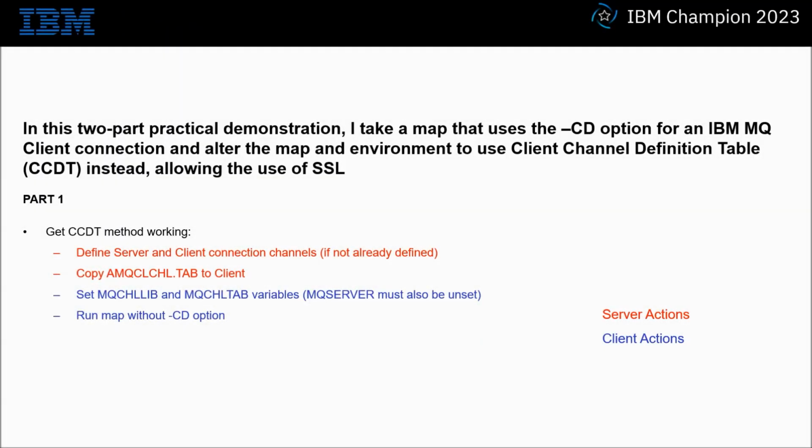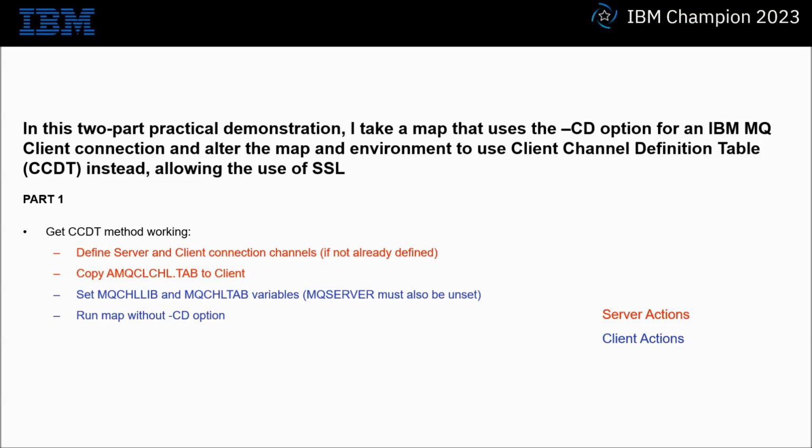In this two-part practical demonstration, I take a map that uses the -cd option for an IBM MQ client connection and alter the map and environment to use the client channel definition table, CCDT, instead, allowing the use of SSL. For part 1, I get the CCDT method working.